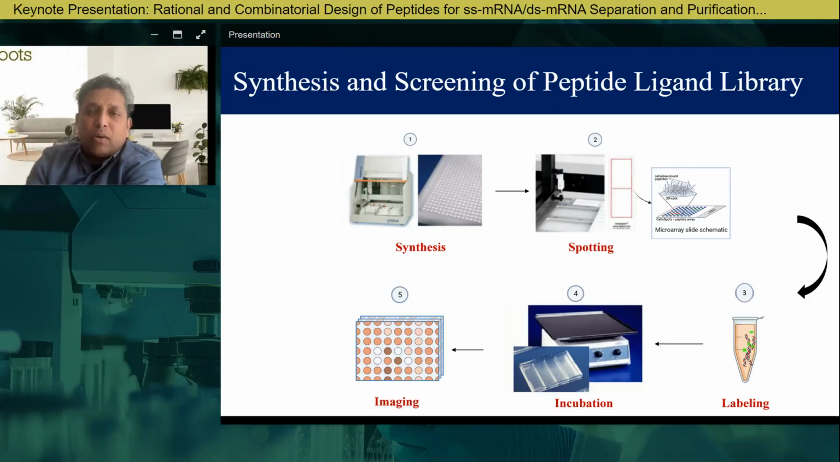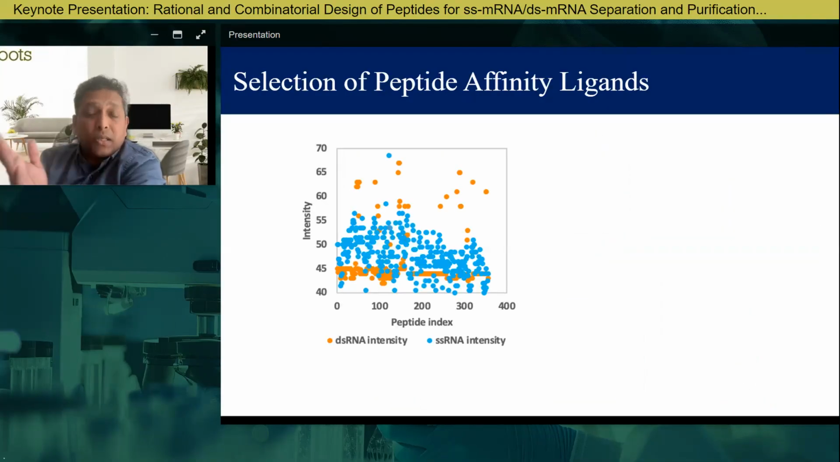I'm not going to show you any microarray images, but I'm going to show you the analysis from those microarray experiments. And so again, on the left-hand side, you're seeing a plot. On the x-axis, you'll see numbers going from 0 to 350. Those are the 350 peptides that were part of this library. Each peptide has been assigned a random index from 1 to 350. On the y-axis is the intensity of RNA, whether single-stranded or double-stranded, bound to that particular peptide on the microarray.